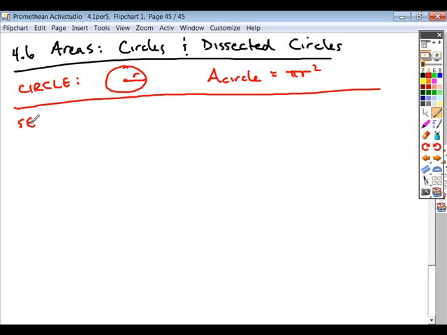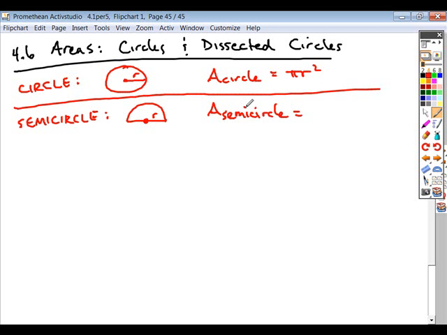Okay, we then went to the semicircle. It's a portion of a circle. And what portion of a circle is it? Okay, a semicircle is half of a circle.